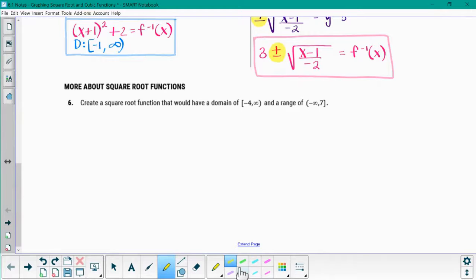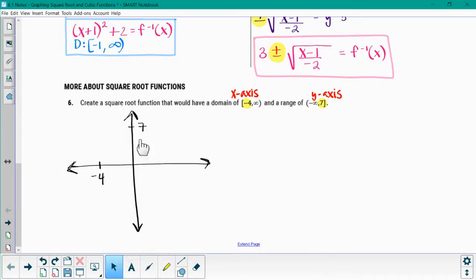For number 6, we are going to create a square root function that would have a domain of -4 to infinity and a range of -infinity to 7. One thing I do want to note here is that these two values, -4 for domain and 7 for range, are going to act as our new x-axis and our new y-axis, because this is going to be the intersection point of our new origin.